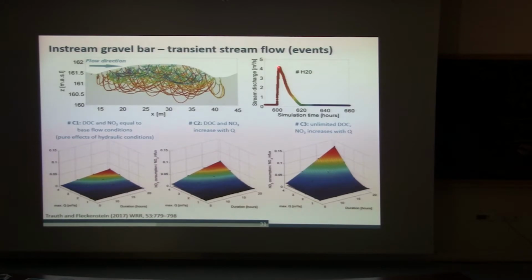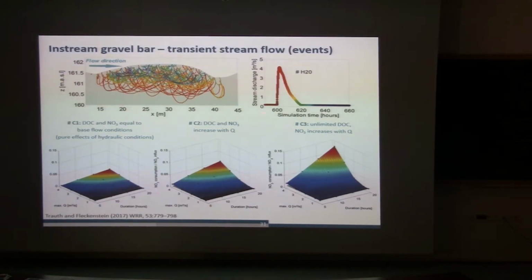So when the stage is very high, when we have the peak of the event, we press the water very deep into the subsurface, and we send it out on path lines that are in the very deep hyporheic zone. And they return later to the stream, much later than when the event in the stream has already passed. So we basically create this pulse of water into the sediment, which increases the potential for denitrification.